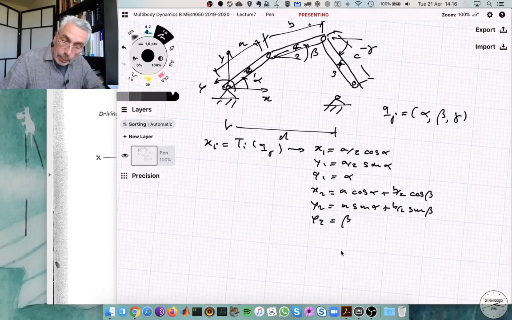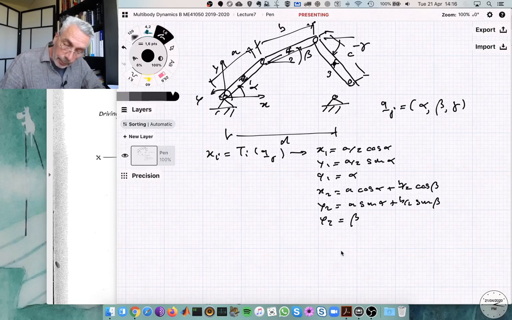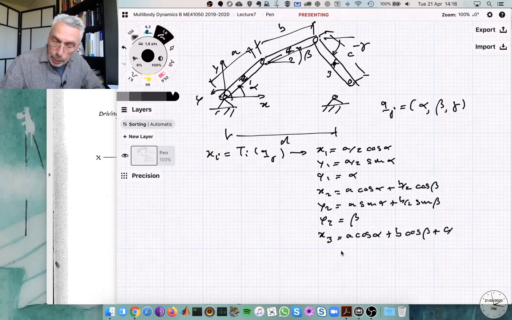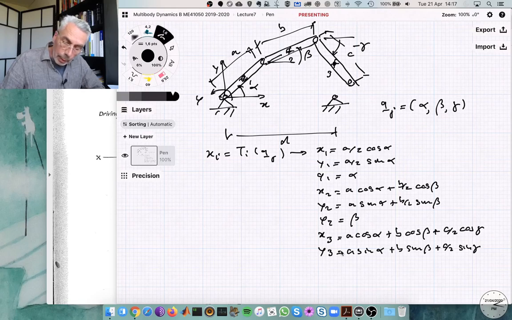And like, oh, don't rotate the paper. Then x3 is, well, we start with x2, of course, a cosine alpha, well, not x2, but the extension, of course, plus b cosine beta plus c over 2 cosine gamma. And for the y, the same, but then the sines. b sine beta plus c over 2 sine gamma, and then phi 3 is gamma.